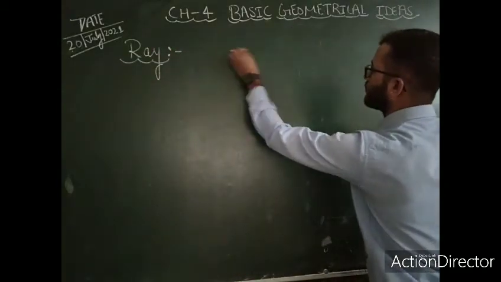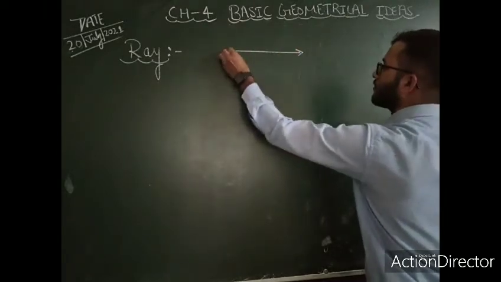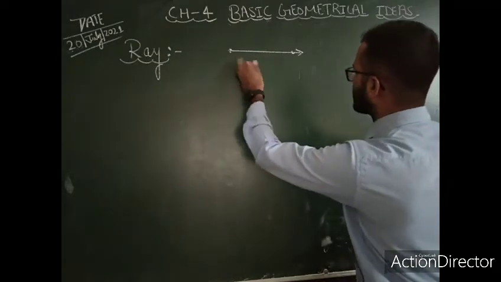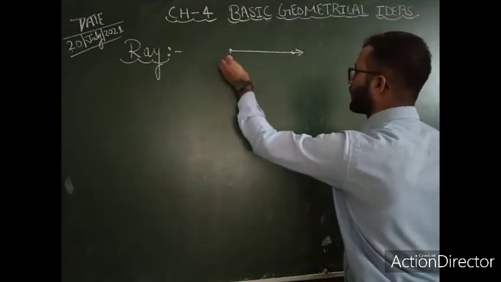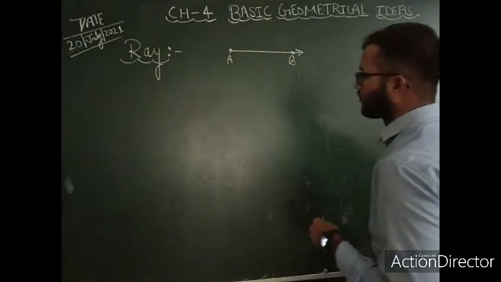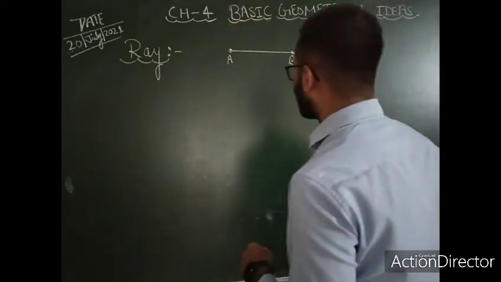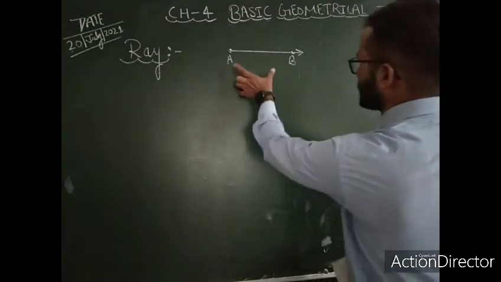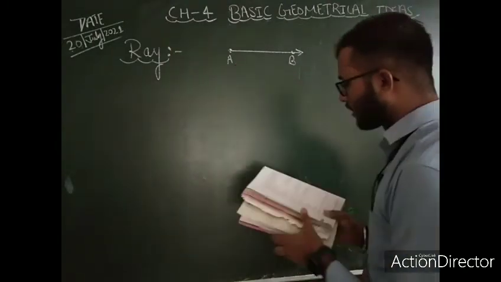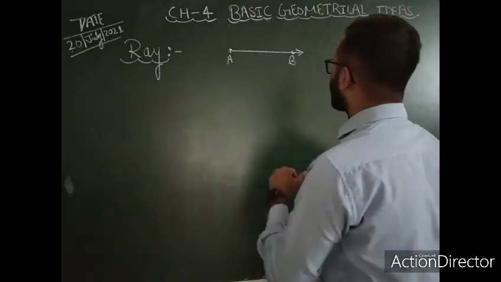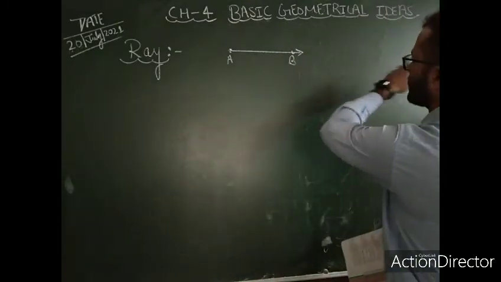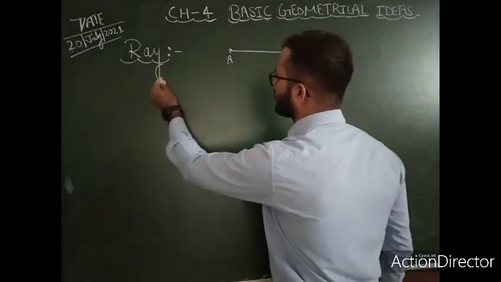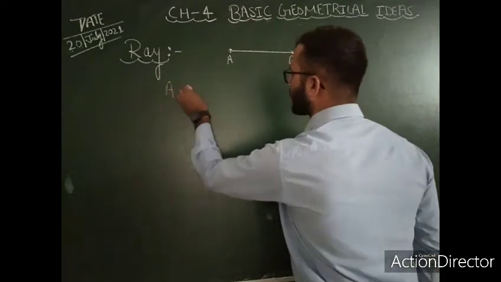Here we denote a ray like an arrow, and we give the names of these 2 points, A and B. The definition of a ray is that a ray is a portion of a line. It starts at one point and goes on endlessly in one direction. So here we write the definition of a ray.